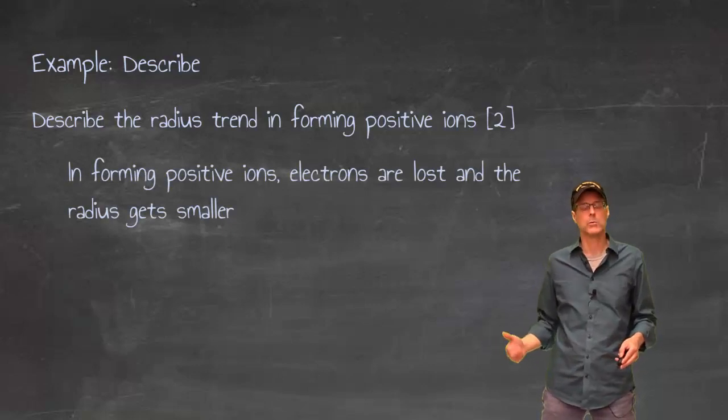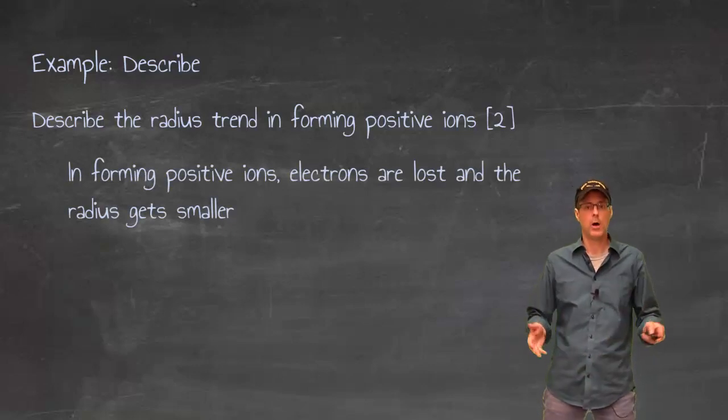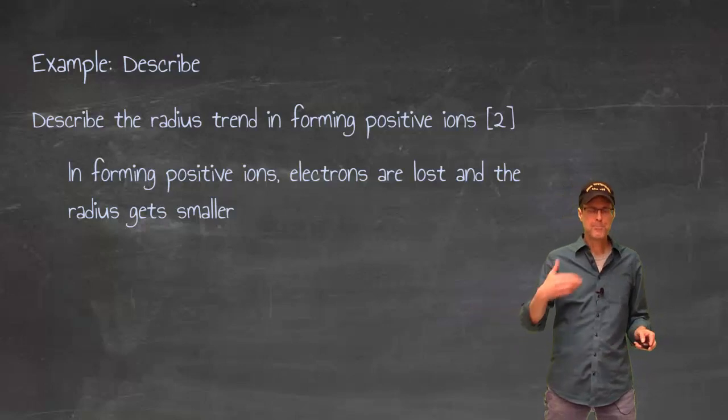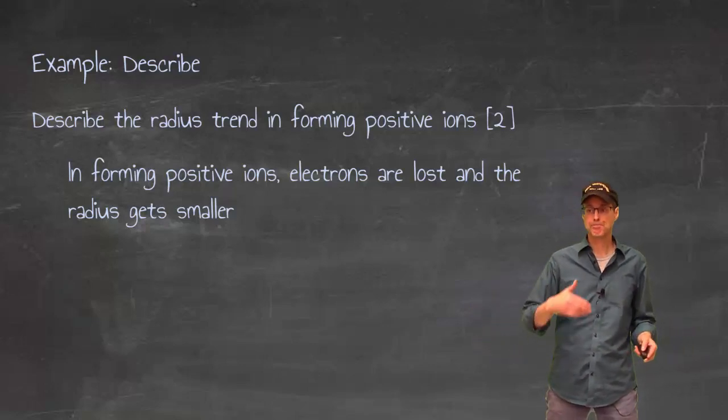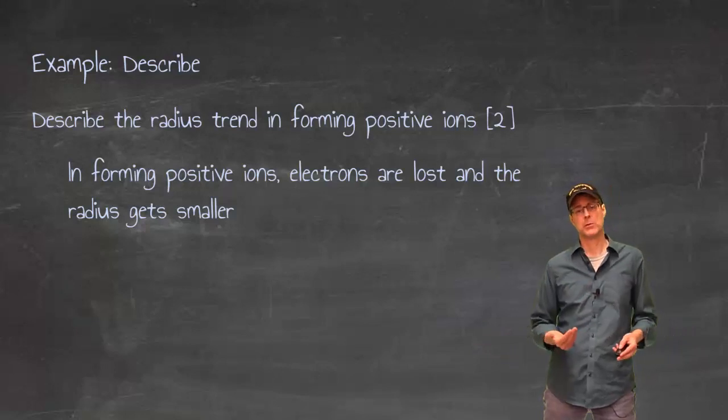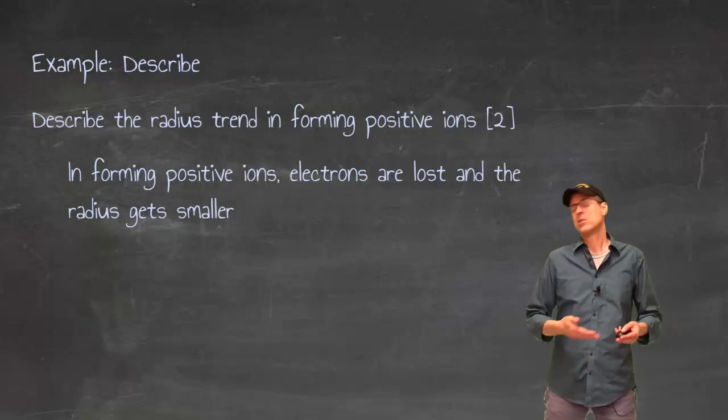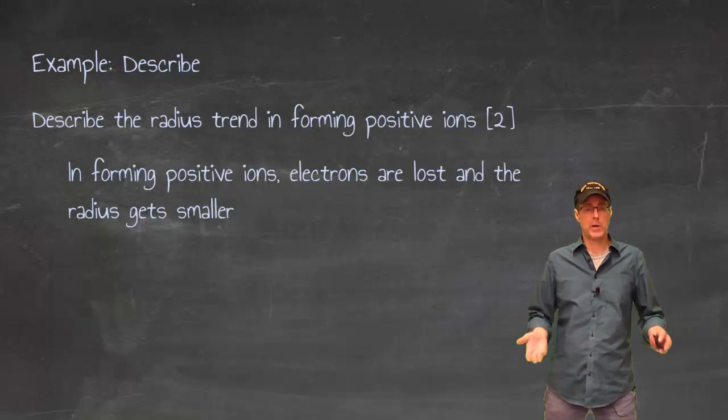So if you're thinking, wow, do all my answers have to look like that? No. But what I would be looking for is that you tell me what a positive ion is, lost electrons, and then what that means for the radius. The radius gets smaller. You're not going to see that question because why would I ask that?